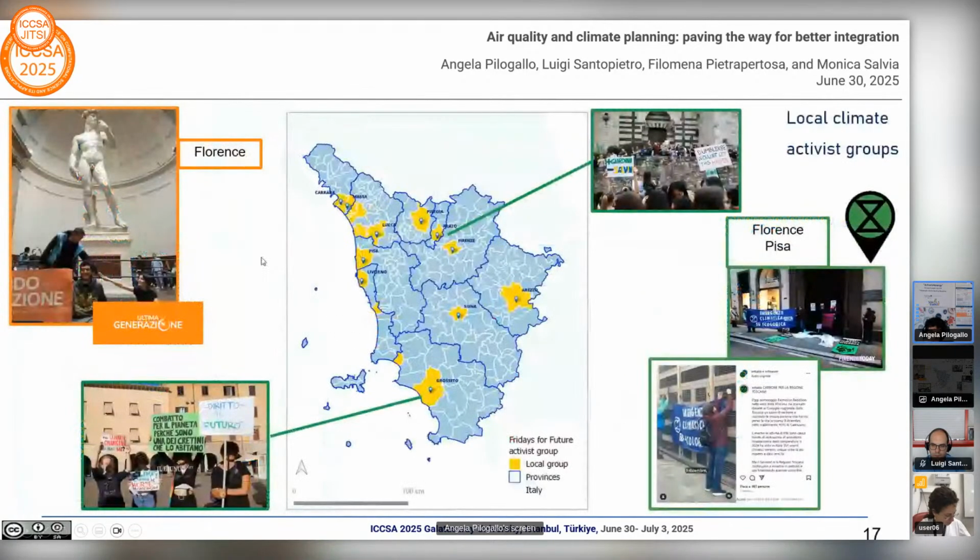And these are, for example, some pictures about local climate activist groups that in Tuscany are very active, not only on the climate side, but also on environmental issues in general. For example, we see that they performed a sit-in after an accident in the area of Calenzano in the province of Florence.